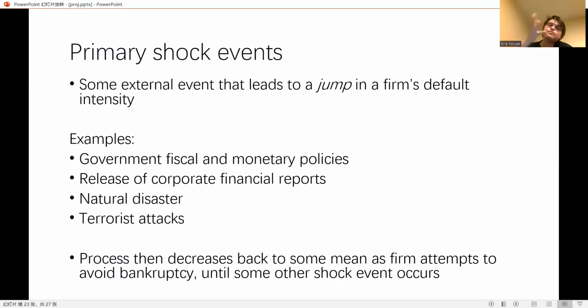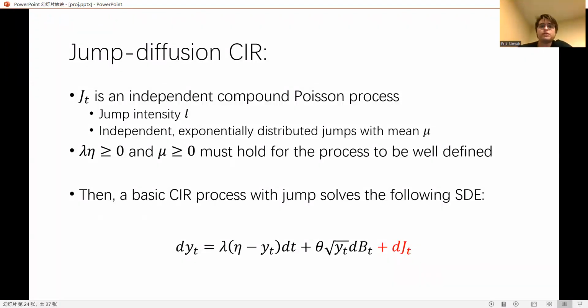And the process after this immediate jump, because it does happen immediately, will decrease back to some mean as the firm attempts to avoid bankruptcy and generally restabilizes itself. And this will happen until some other shock eventually occurs again, because life is unpredictable. These shocks are essentially bound to happen. The Cox-Ingersoll-Ross process does not model these shocks particularly well. So what we do to counter that is we add in a jump diffusion modeling scheme to the Cox-Ingersoll-Ross process.